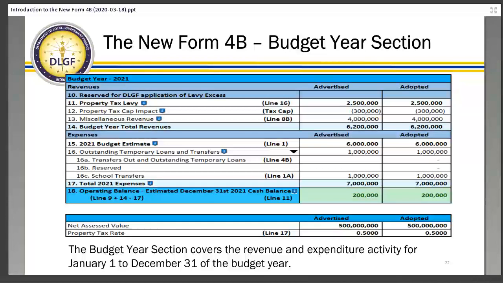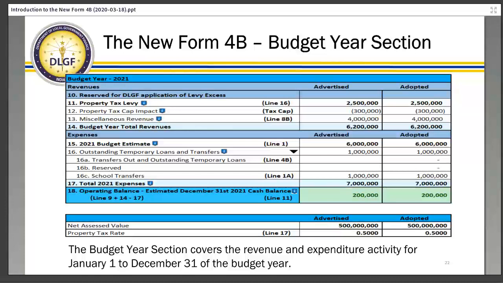Our first subsection here is going to be revenues, just like we saw in the previous section. The next subsection will be expenses, just like we saw in the previous section. And then finally, we're going to settle in on the operating balance. One of our goals was to make that operating balance more prominent. If we're going to call it the bottom line of the budget, by putting it into line 18, we will see that we will be ending our calculations with that particular number.